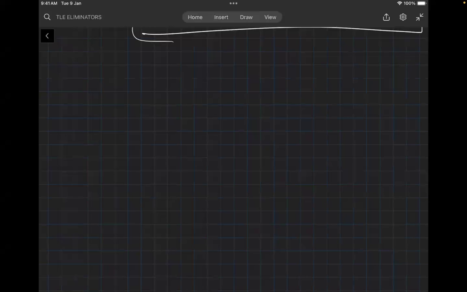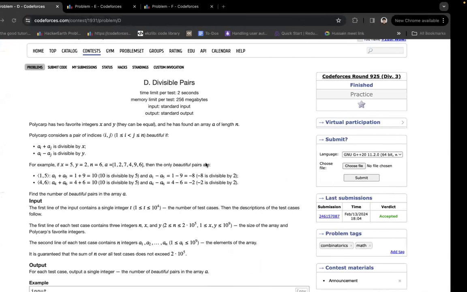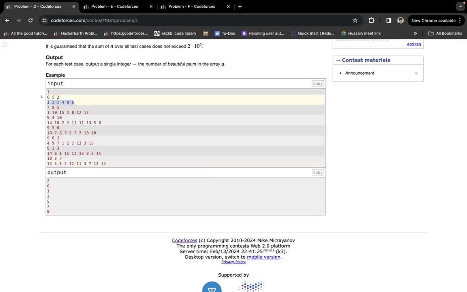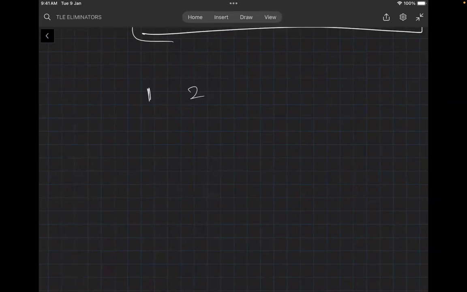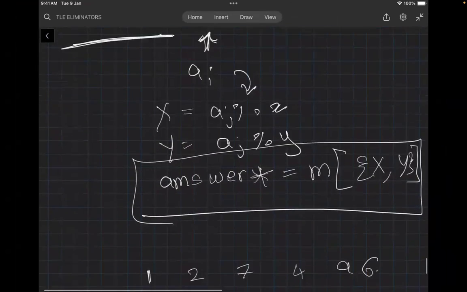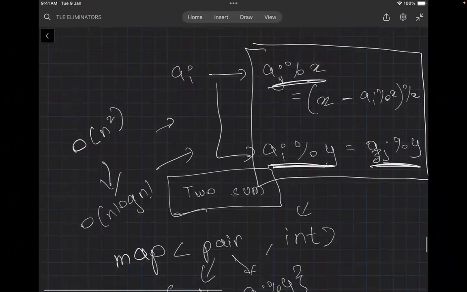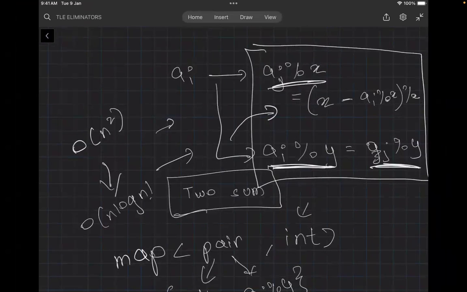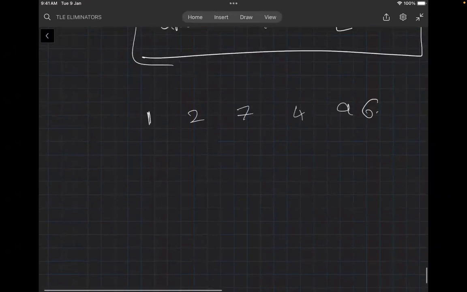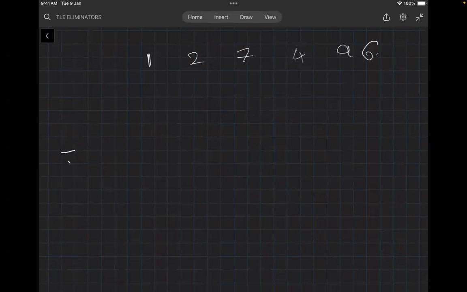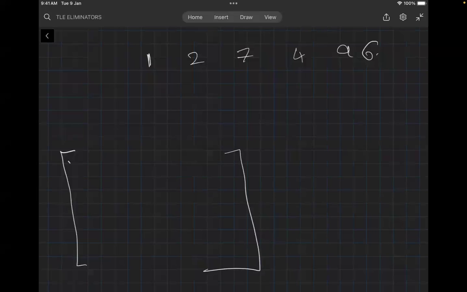So basically, let's take an array: 1 2 7 4 9 6. I know this, that if I am on an i, what should aj mod x be and what should aj mod y be? Currently, my map is empty. I'm storing a map here. It is empty. I'm on 1.